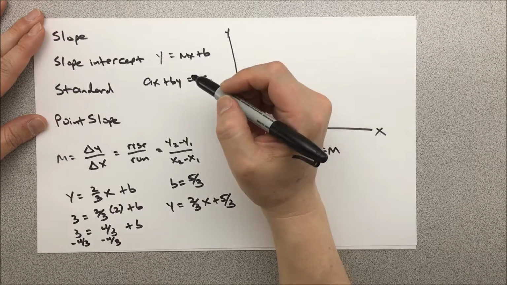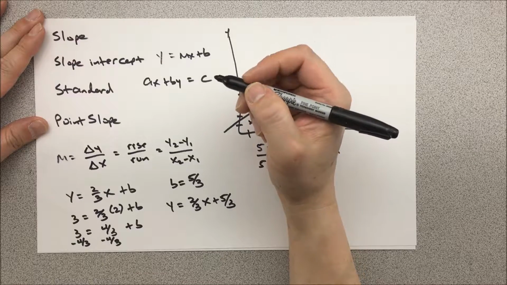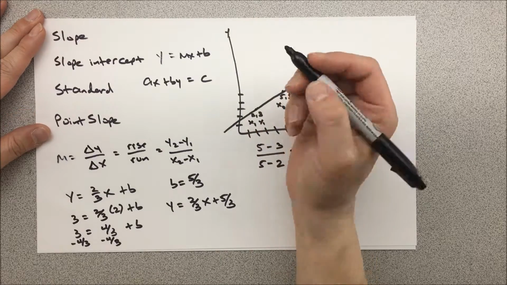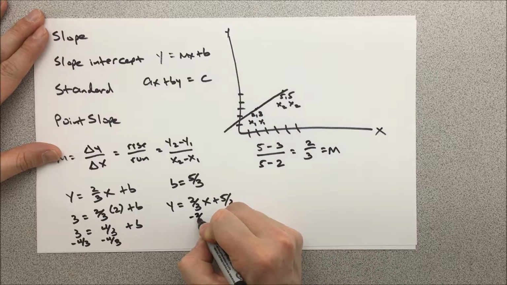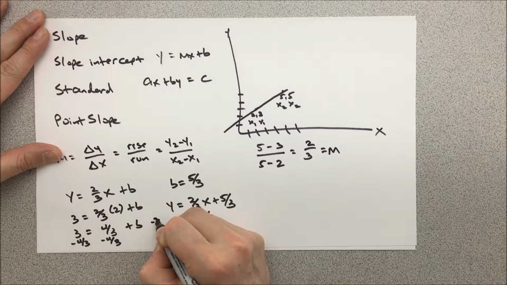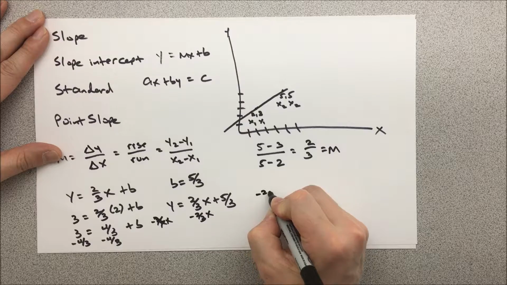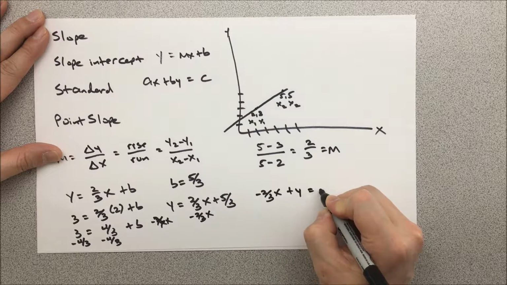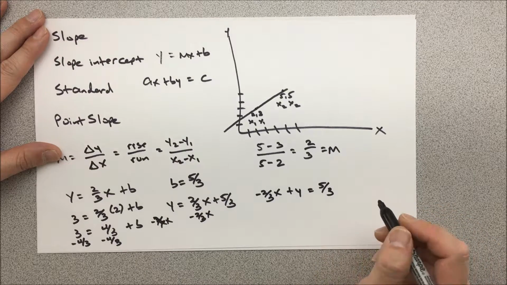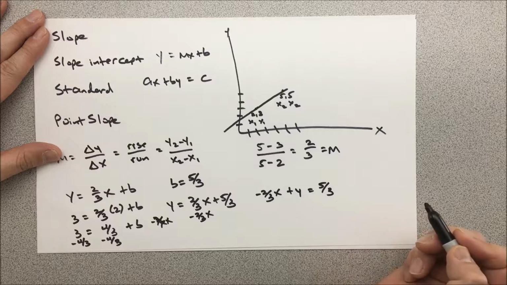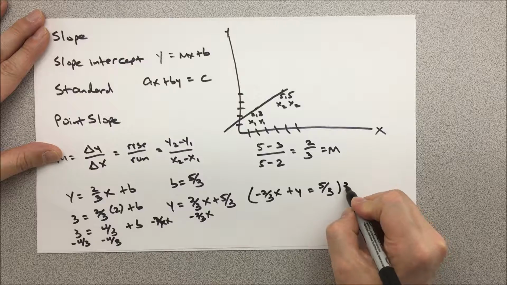Sometimes kids get confused that maybe this b and this b are the same b, but it turns out that it isn't the same. If I wanted to convert this into standard form, what I would do is subtract 2/3 x from both sides of the equation. So now I have negative 2/3 x plus y equals 5/3. The other requirement for writing an equation in standard form is that all the coefficients and the constants have to be whole numbers. So the easiest way to do this is to multiply everything by 3.